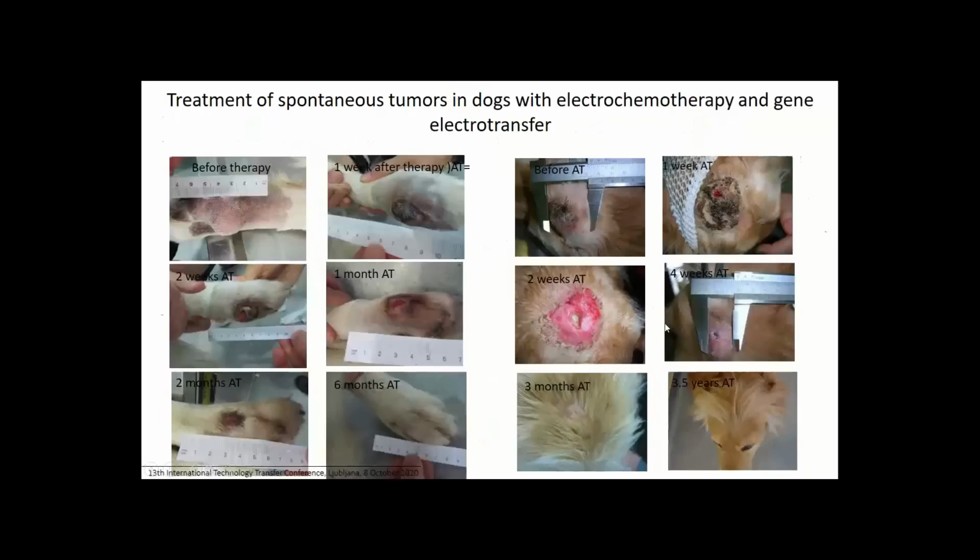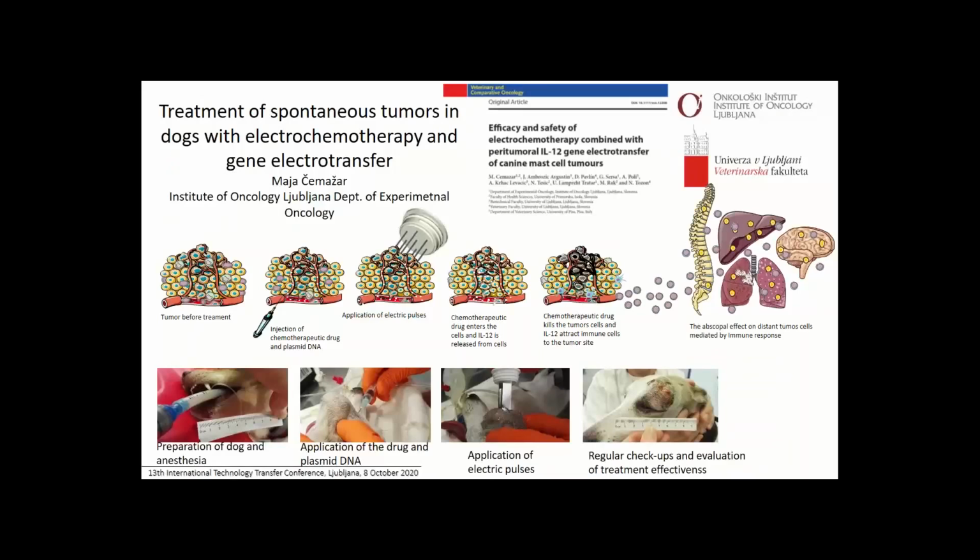Hello, everybody, also from my side. I'm Maja Cimajar, coming from the Institute of Oncology, and I will present the work that was done in collaboration with Professor Tozon from the University of Ljubljana Faculty of Veterinary Medicine. So I would like to present the clinical study that was published in 2017 and was selected as an excellent achievement recognized by the Slovenian Research Agency.